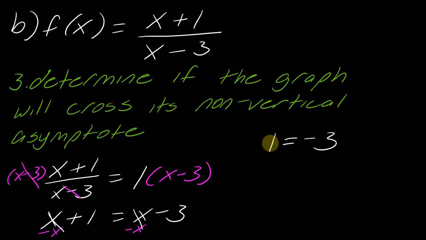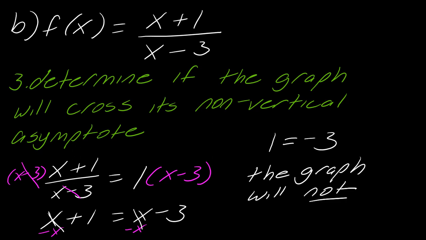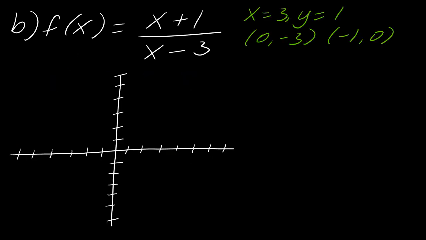So when you get a nonsensical solution, as we have here, the interpretation is that the graph will not cross. Now, if you got a solution for this, like we did in the last one, then the graph would cross. But when you get something nonsensical, then it does not. Okay, so now that I know that, we can move on to step 4 and start finding some points. So let me clear some space.